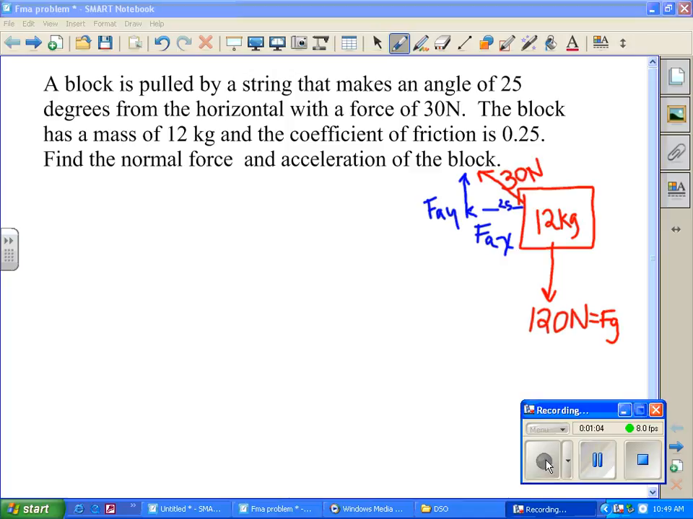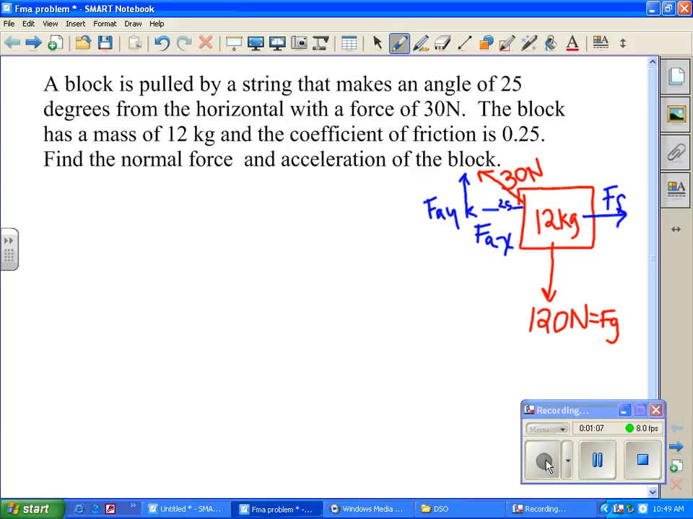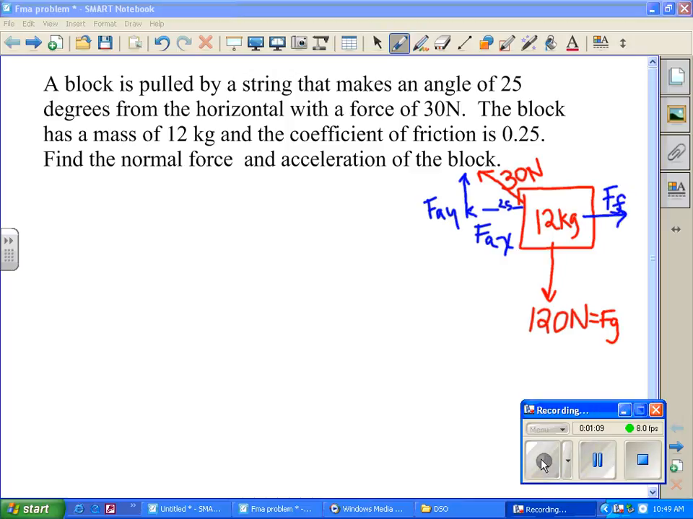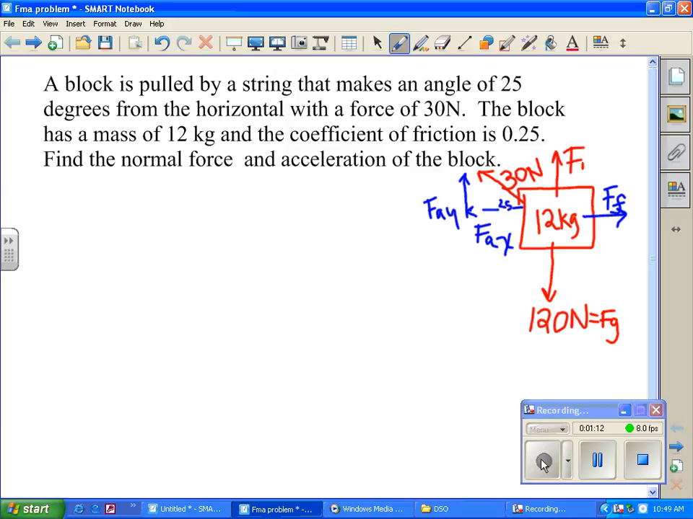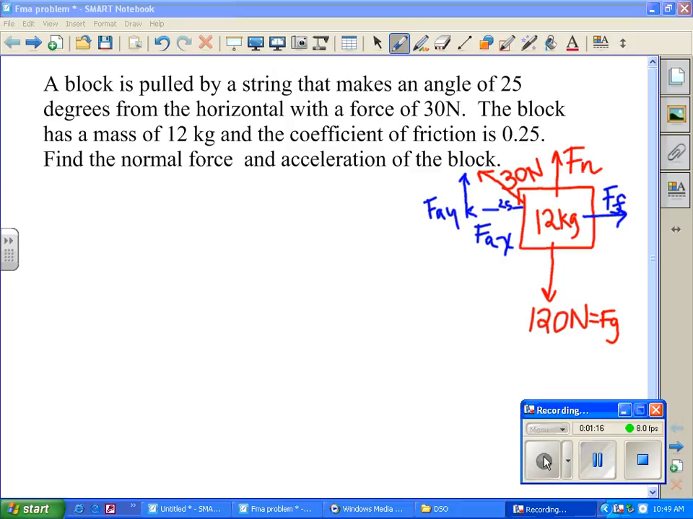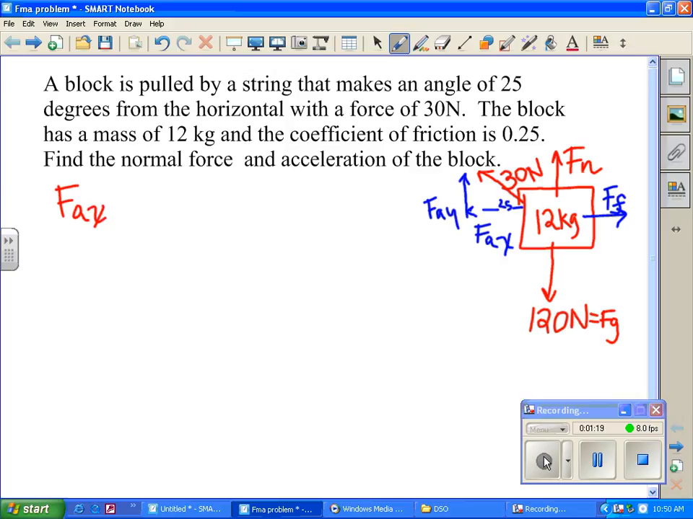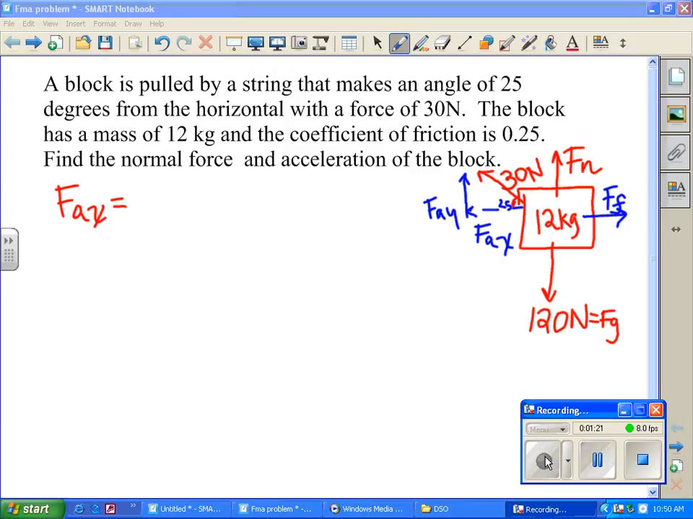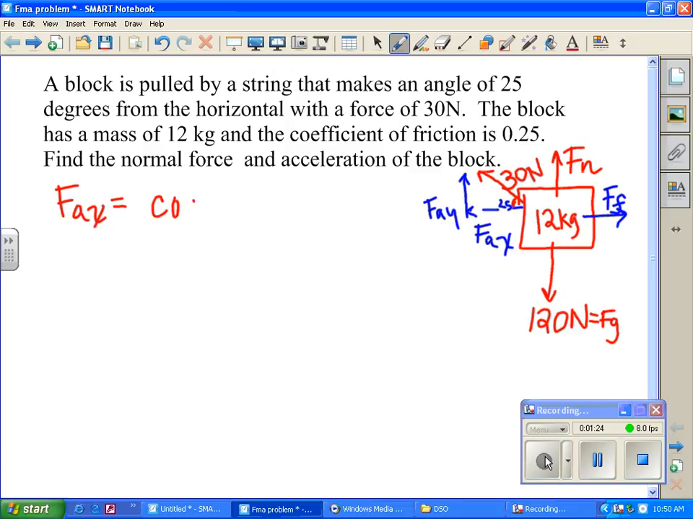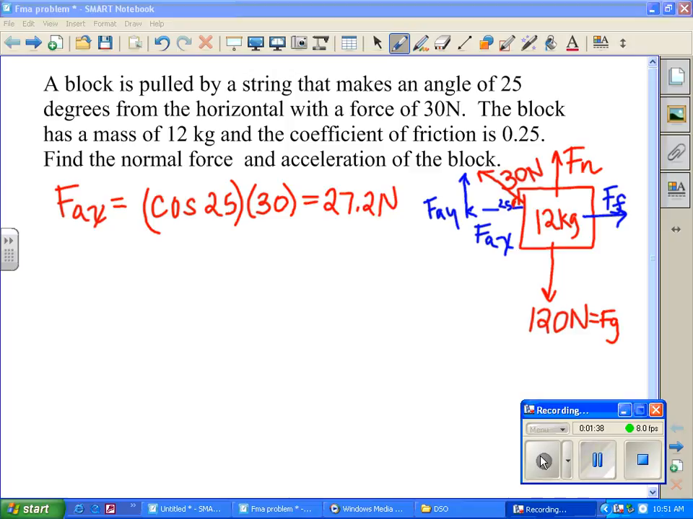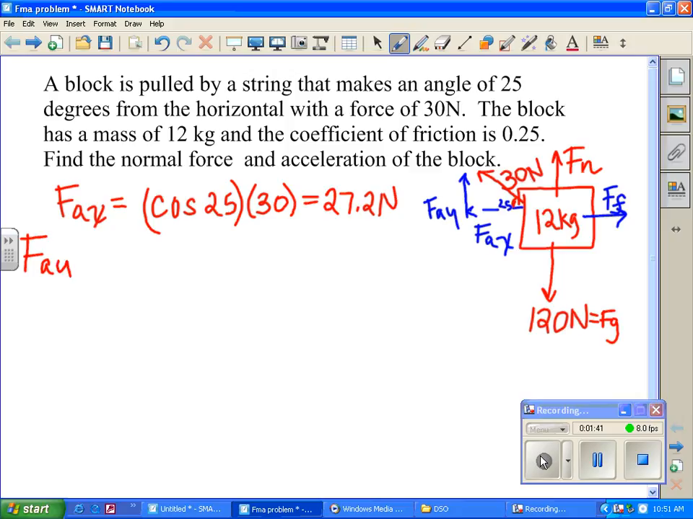Okay, just so that I don't forget that I have a force of friction. Okay, I don't know the value. But remember, I don't know the value of it yet. Cosine? 27.2 newtons, okay?